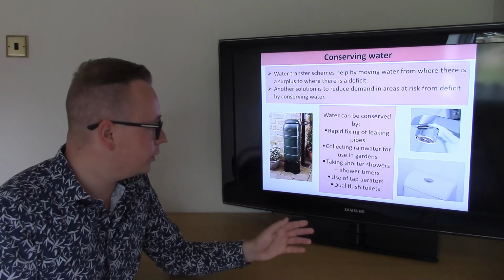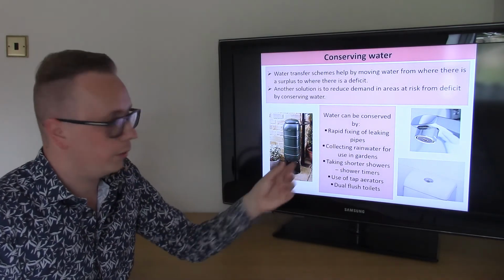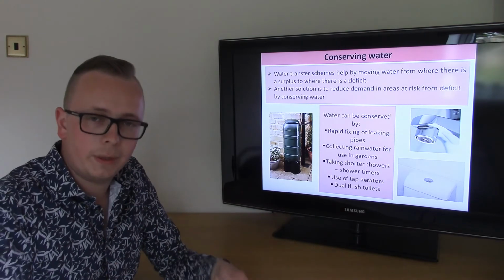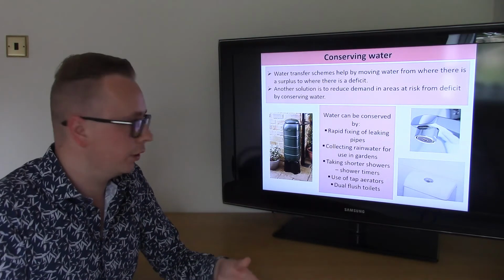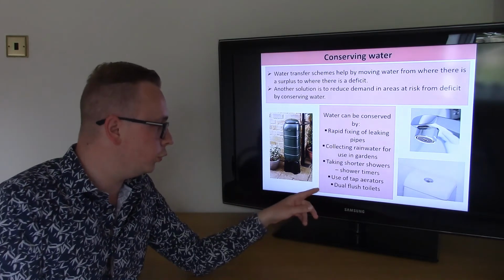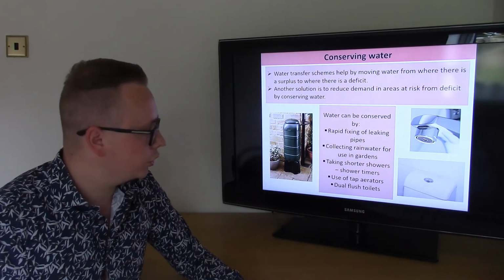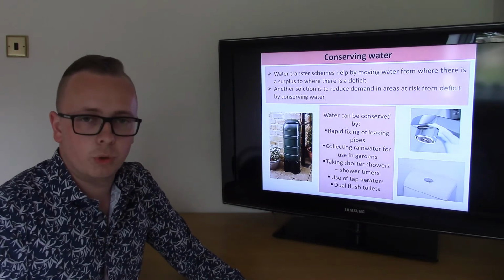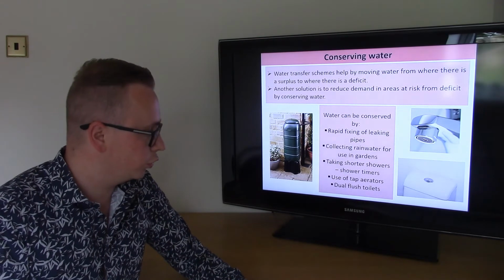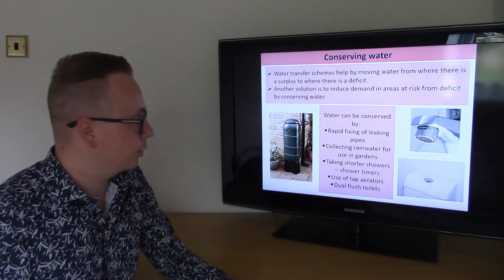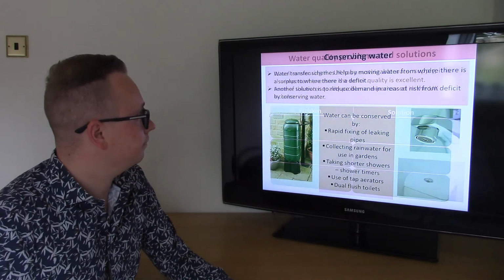Tap aerators can be used. This is a device on the bottom of many taps now, which actually reduces the amount of water flowing out, but gives it a higher pressure, so you're using less water from your tap. And also the legendary dual flush on now many toilets, where you've got an option for a smaller and larger flush to reduce the amount of water used most of the time. Of course, only using the larger flush when that's required. We don't need to explain when that is.